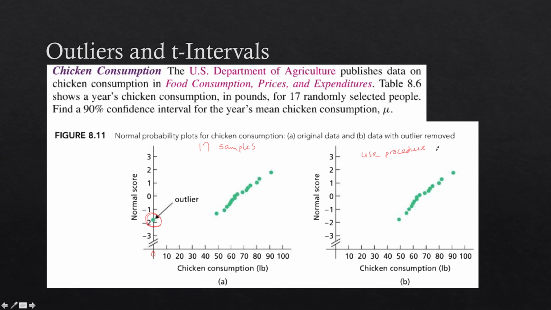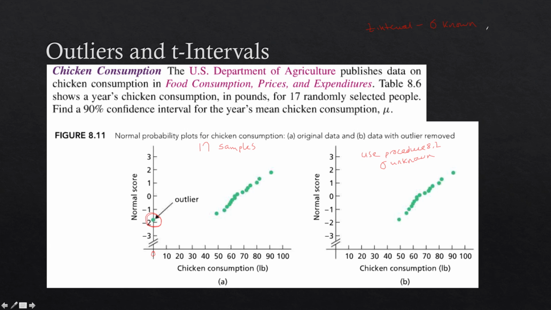Now, here's the problem. Use procedure 8.2, the T-interval procedure. We do not have a standard deviation that's known, because remember, that's the whole point of doing the T-distribution: the standard deviation is unknown. That's the whole purpose for doing that. Now, the Z-interval procedure is when the standard deviation is known. So the T-interval is for when the population standard deviation is unknown, and the Z-interval is when the population standard deviation is known.